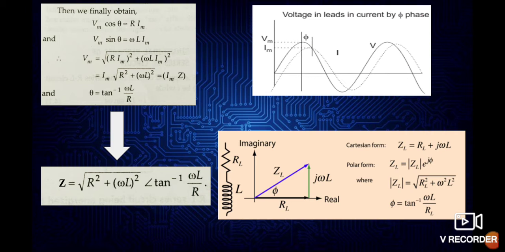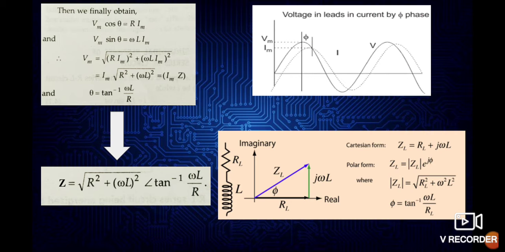Then we finally obtain Vm cos theta equals R Im and Vm sin theta equals omega L Im. So Vm will be equal to root over of (R Im) whole square plus (omega L Im) whole square, which equals Im root over of R square plus (omega L) whole square, equals Im into Z, and theta will be equal to tan inverse of omega L by R. So the impedance will be given by root over of R square plus (omega L) whole square and angle of tan inverse of omega L by R. So in this case the voltage leads the current by an angle phi.